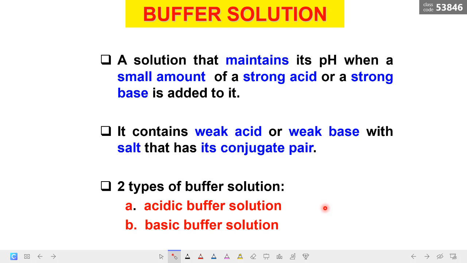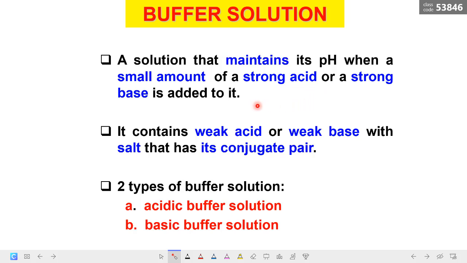We will continue our lesson with buffer solution. So what is buffer solution? Buffer solution is a solution that maintains its pH when a small amount of strong acid or strong base is added to it. So dalam erti kata paling mudah, buffer solution adalah satu larutan yang boleh mengekalkan pH-nya apabila sedikit strong acid ataupun acid kuat or a strong base kuat ditambahkan kepadanya.